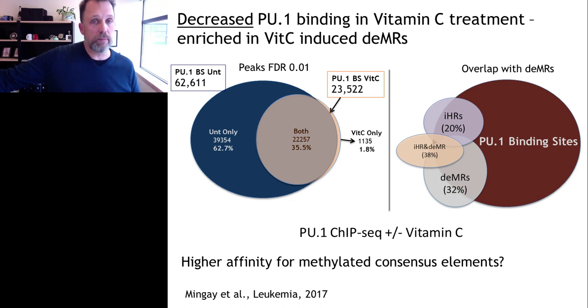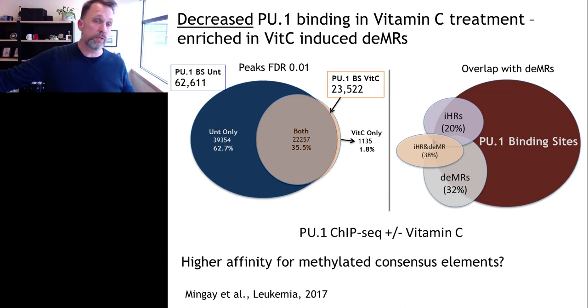When we look genome-wide, now knowing that we have this relationship between the PU.1 transcription factor and the regions that gain hydroxymethylation following vitamin C, we repeated that experiment, but this time we did ChIP-seq against PU.1 itself. And what we can see is a decreased binding of PU.1 following vitamin C treatment.